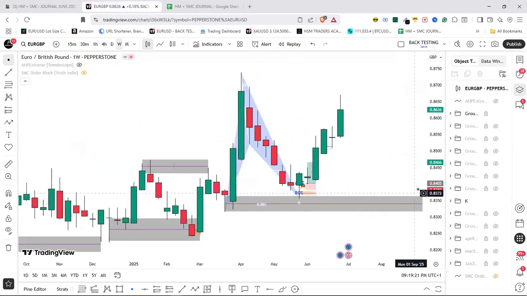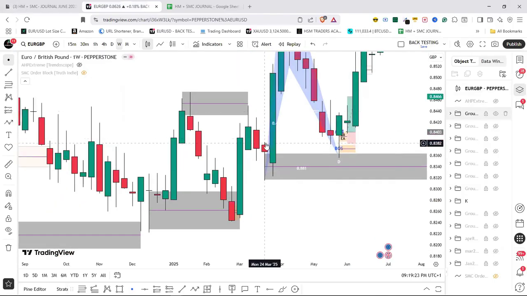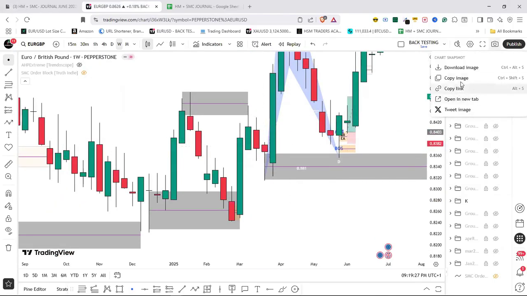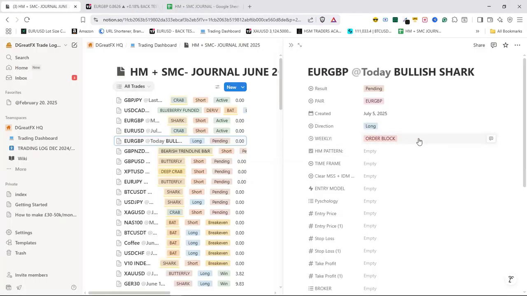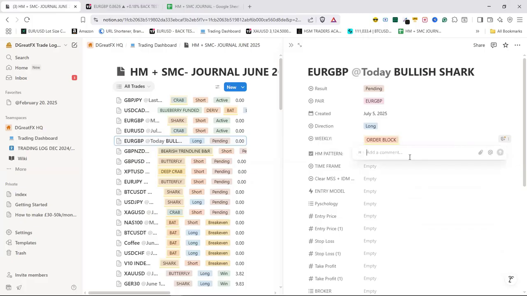Okay, that is a weekly order block. You can see that this is an order block. So you take a screenshot of this. You copy the image. You come here, a weekly order block. You paste it as a comment. Great. You paste it as a comment.